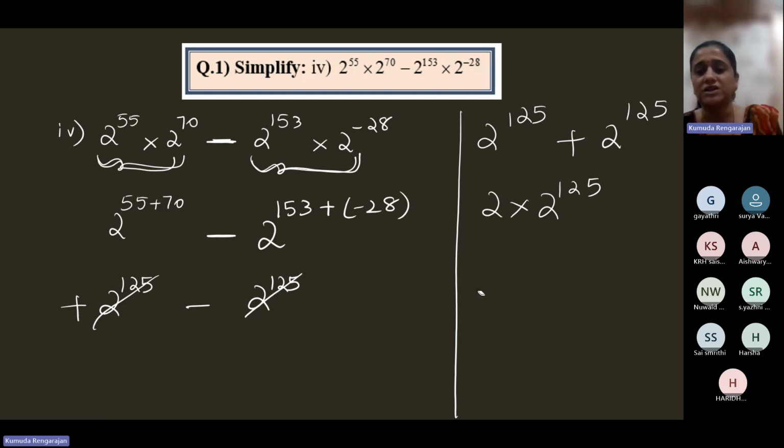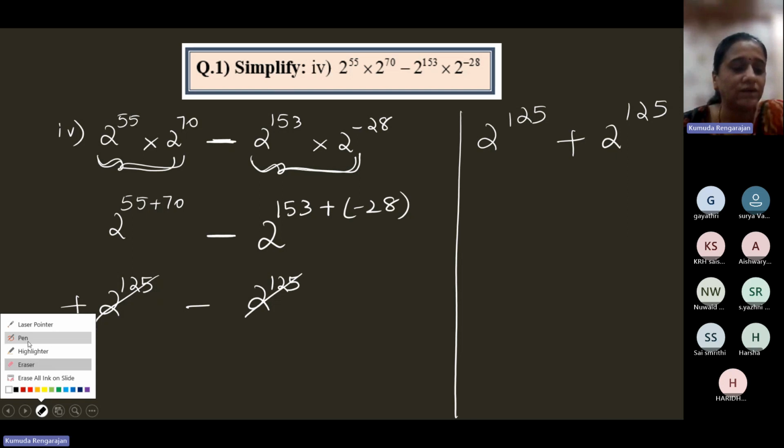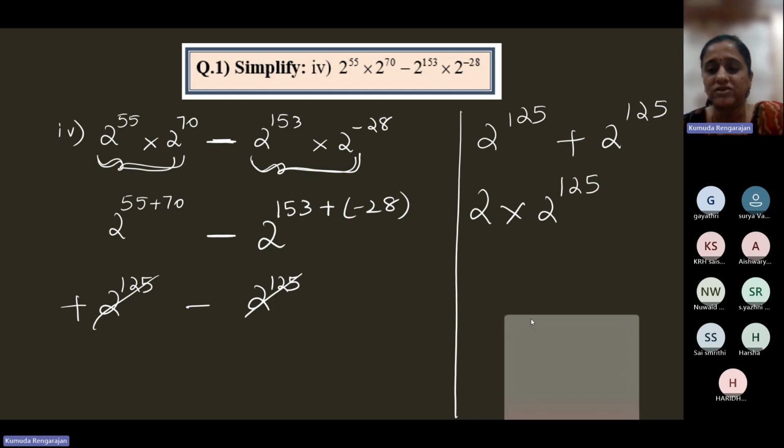In the same way, 2 to the power 125 plus 2 to the power 125 is repeated addition. So then it is multiplication. Repeated addition is multiplication, so 2 to the power 125 is taken 2 times. So 2 into 2 to the power 125. So how do you simplify this further?